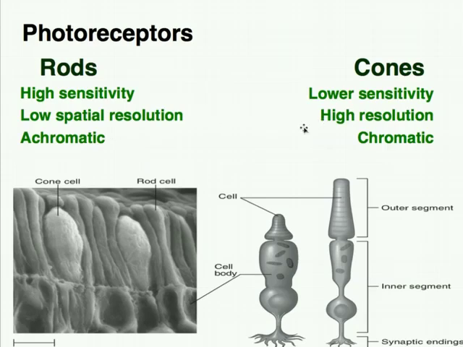Cones are kind of the inverse. Lower sensitivity, they need more light in order to respond, but they have higher resolution. They can differentiate between different locations. And they're chromatic. They respond differentially to color.